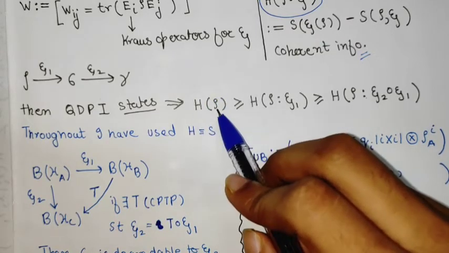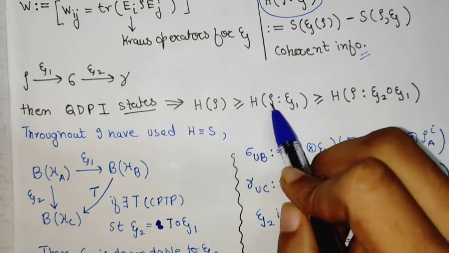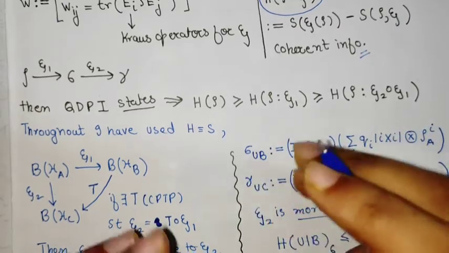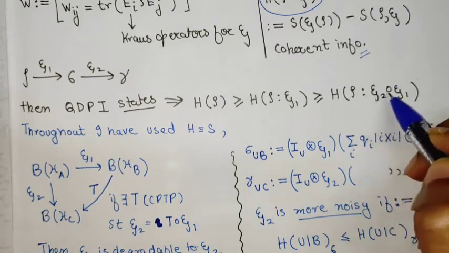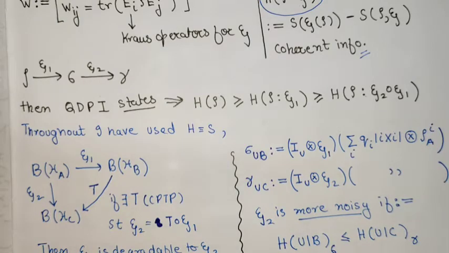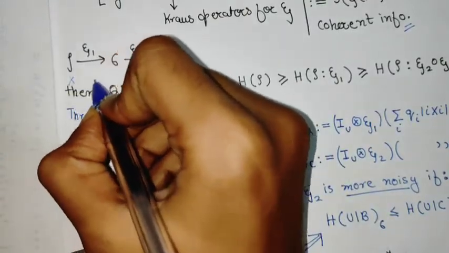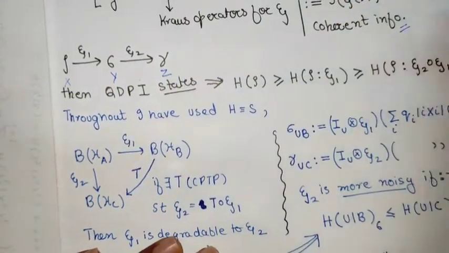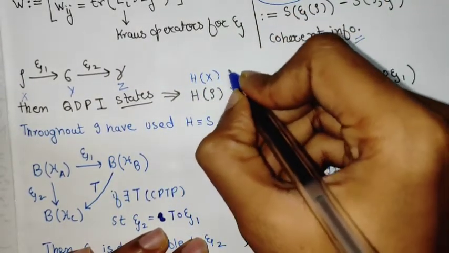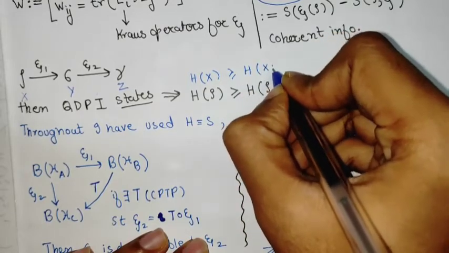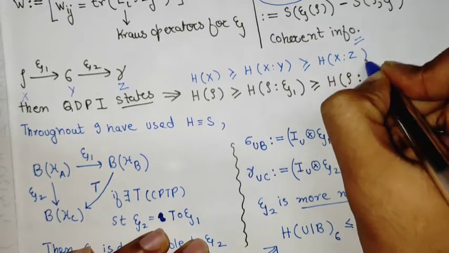So this is the von Neumann entropy of the initial state. It always upper bounds the coherent information between the state and the first quantum operation, and then further this upper bounds this particular coherent information. In the classical case, if we have x going to y going to z, where x, y, z are just random variables, we had H(X) greater than or equal to the mutual information with Y, greater than or equal to the mutual information with Z.